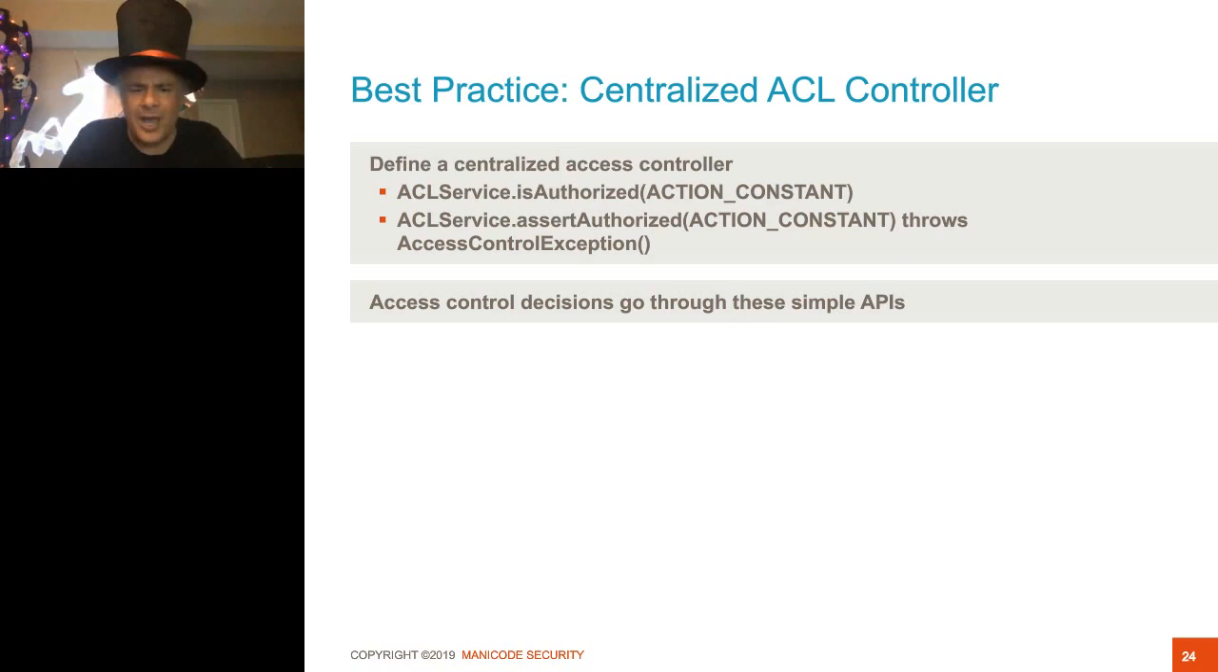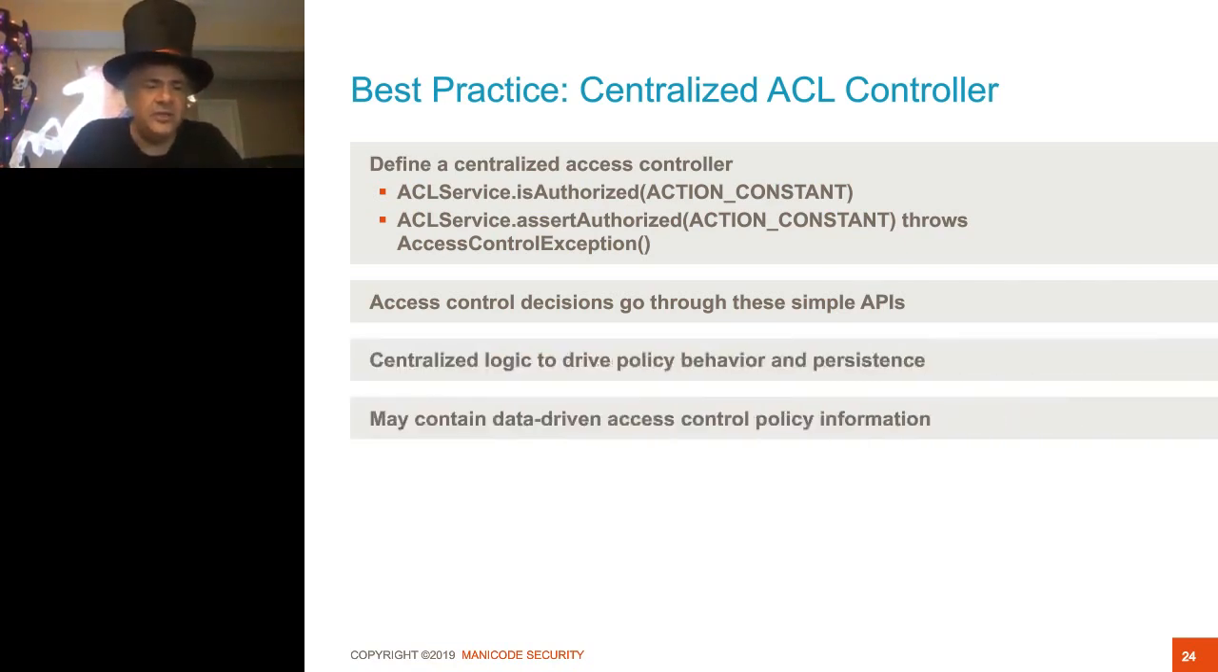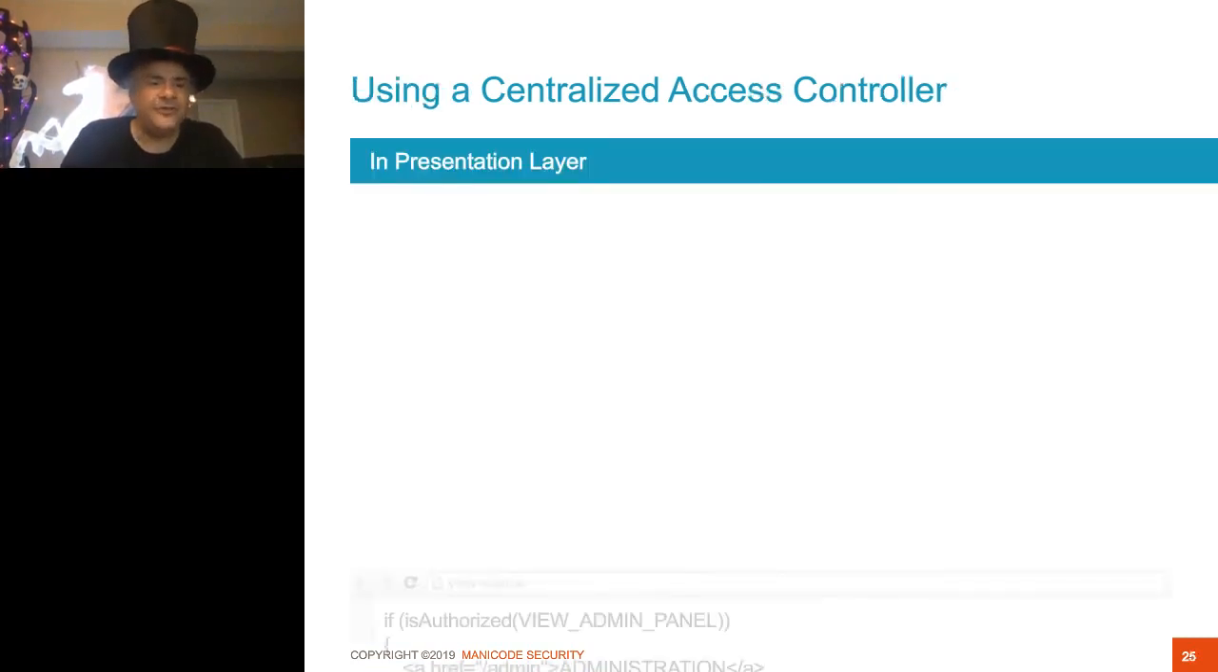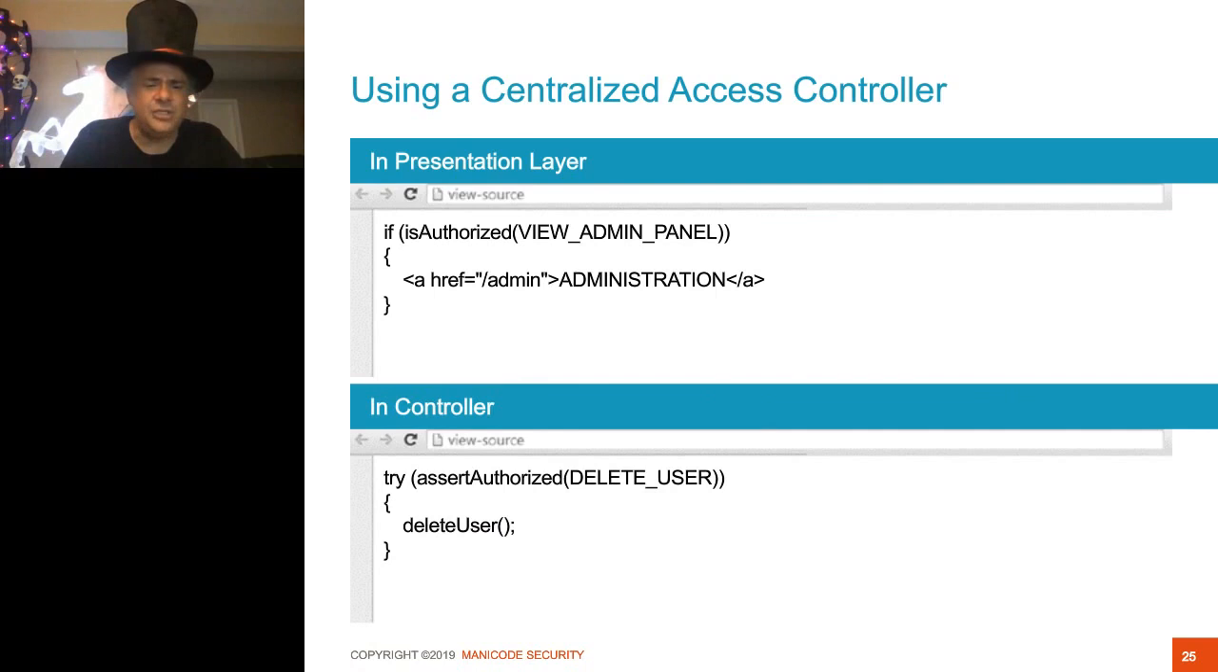Now, why is that? Why do I use assert, and when do I use assert, and when do I use is authorized? Let me explain this. In the presentation layer, I may choose whether or not to display a link. So I'm saying, is a user authorized to actually view the admin panel?